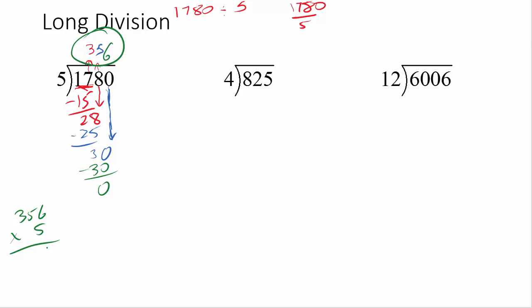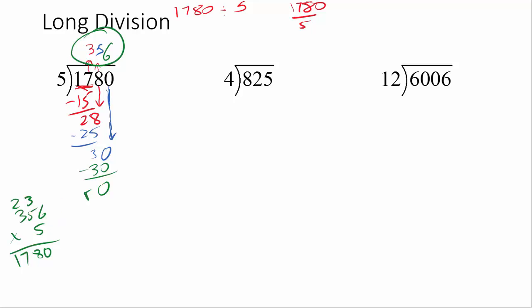So 5 times 6 is 30, write the 0, carry the 3. 5 times 5 is 25, add that 3 and we get 28. We'll carry that 2. And then 5 times 3 is 15, plus the 2 is 17. So we can see that that does give us the same answer here. If we did not get a 0 at the end, that would tell us it doesn't go in evenly. And if your math problem wanted you to write remainders, you could say it had a remainder of whatever it came out to be. Or you can keep dividing with decimals, which I'll show you in the next one.